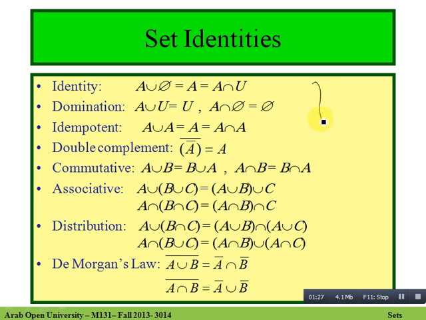Those are given here. The first is an identity, which is any set union with a null is the set itself, and any set intersection with the universal set is the set itself. Then the second identity is domination, which is a set union with the universal set is the universal set, and a set intersection with null is null only, because there is no common element in the null.